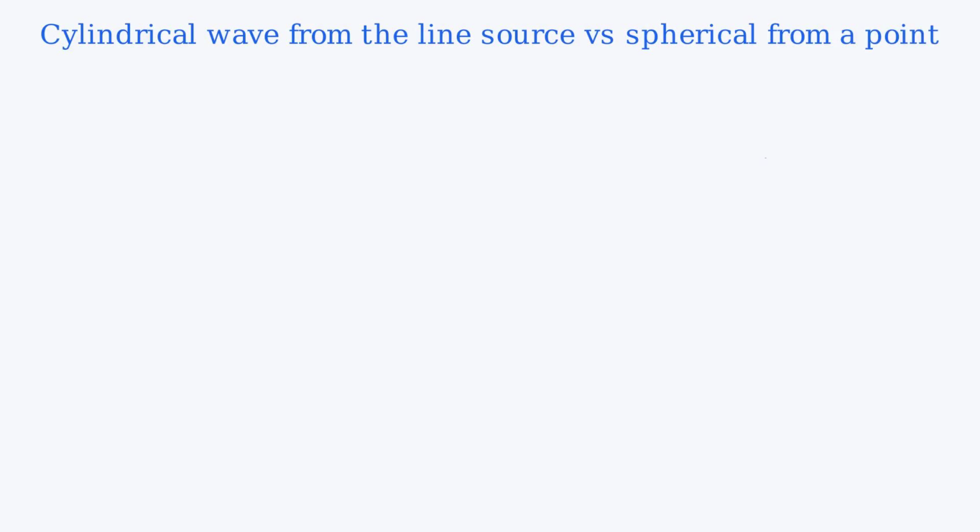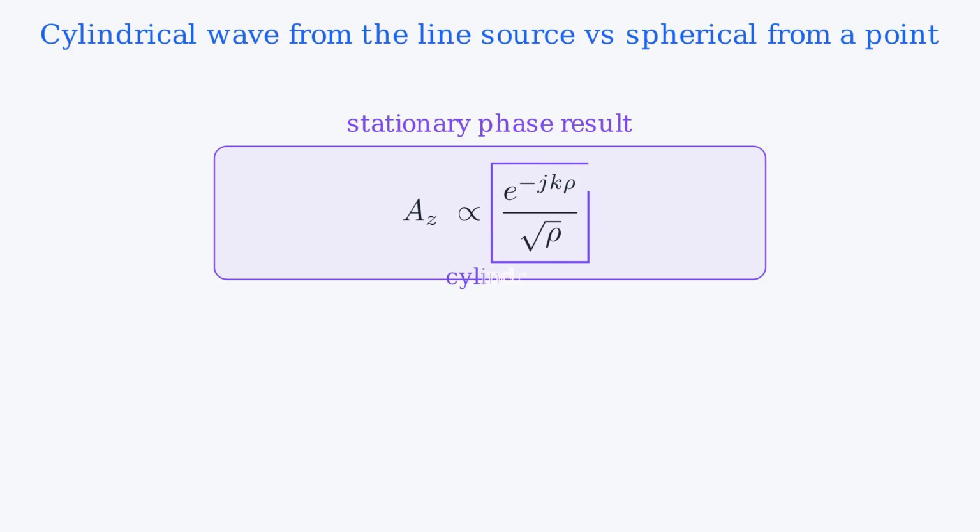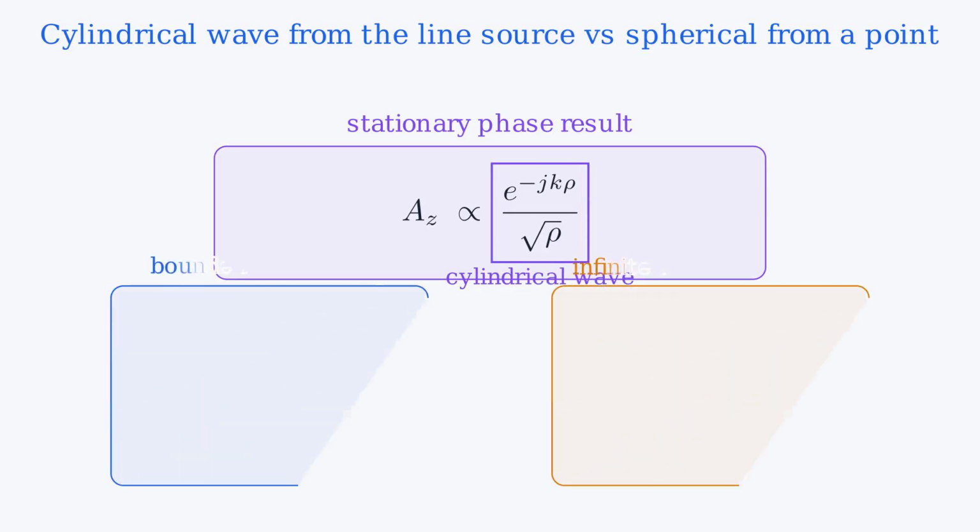Applying the stationary phase approximation gives the vector potential proportional to e to the minus j k ρ over the square root of ρ. Compare this with the bounded dipole, where the answer was e to the minus j k r over r. The infinite line source produces a cylindrical wave.